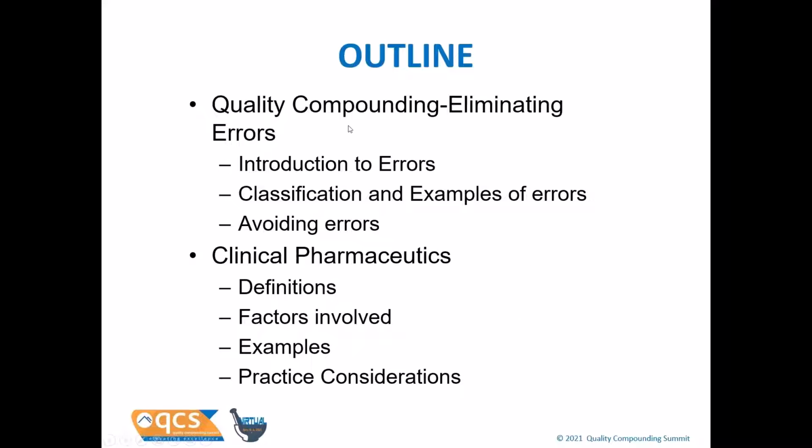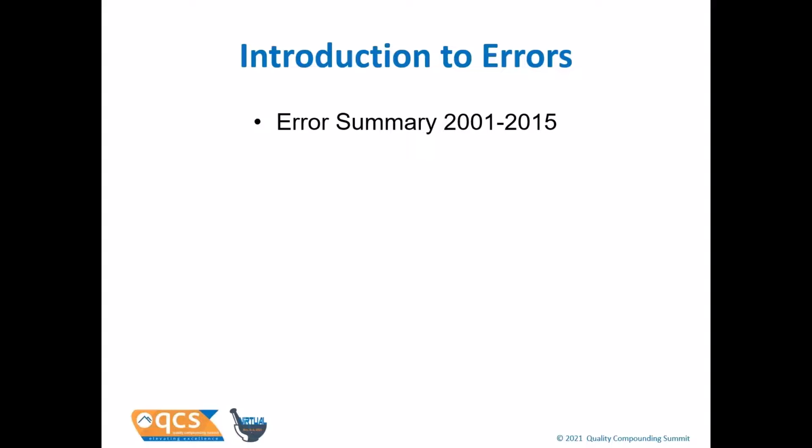So we're going to start with quality compounding, eliminating errors, with an introduction to errors, and then we'll look at a classification as well as several examples of errors. Then we'll look at how to avoid these errors. And then when we get to clinical pharmaceutics, we will have some definitions, and then look at all the many factors that are involved in clinical pharmaceutics, and go through a number of examples on how pharmaceutics has helped to resolve different issues.